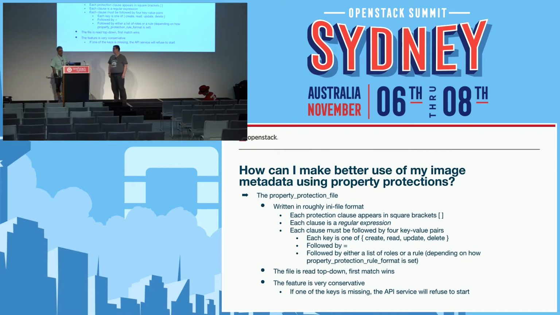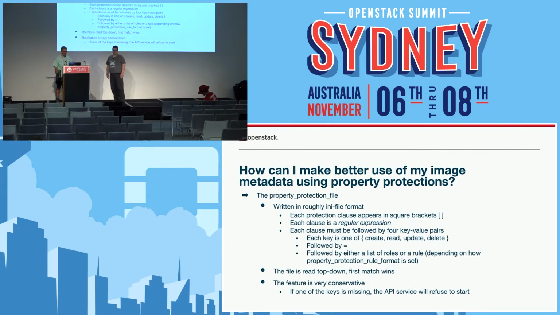Okay, great. And the file itself is roughly in the INI file format. So each of the protection clauses appears in square brackets, and it's a regular expression. And then it's followed by 4 key value pairs for create, read, update, and delete, an equal sign, and then each either the list of roles or the particular policy rule that governs how that's used. Then the file is read by Glance top down, and the first match wins.